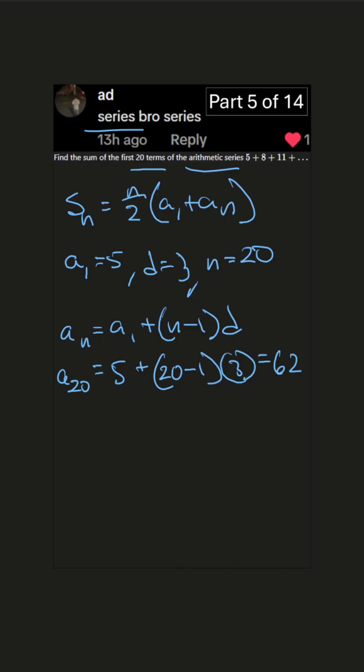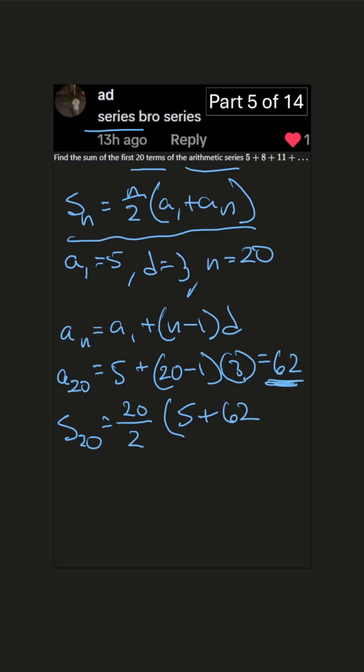So now we'll substitute that into the series formula, and we say s sub 20 equals 20 over 2, because n is 20, times a sub 1 is 5, plus a sub n is 62. We found that here, our 20th term. Now we just simplify. S sub 20 equals what? 10 times 67, which equals 670.